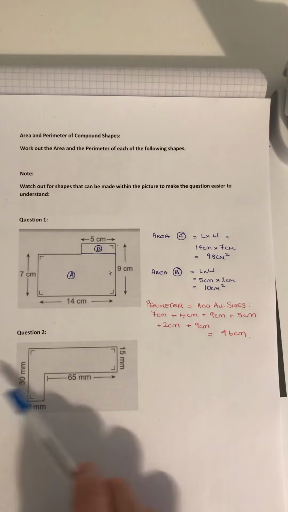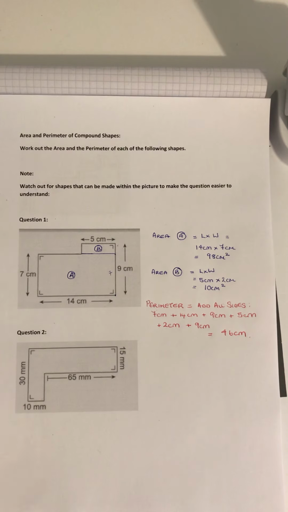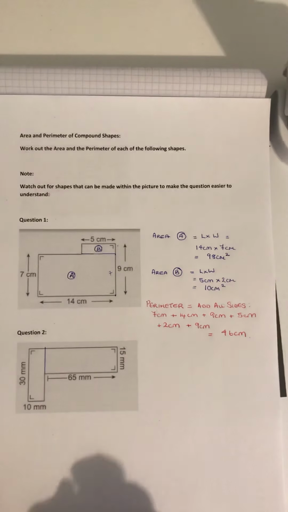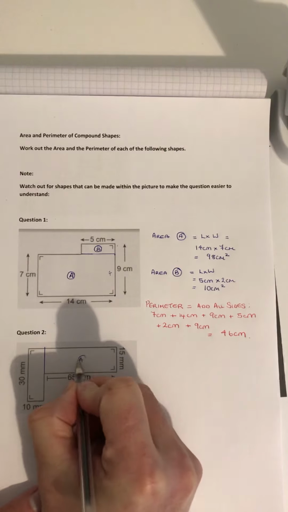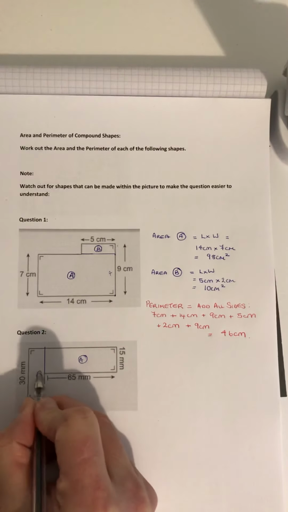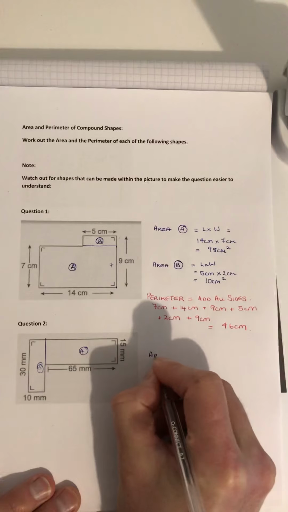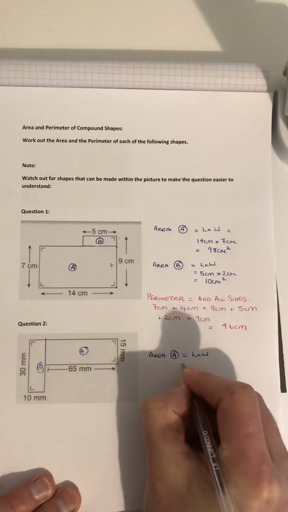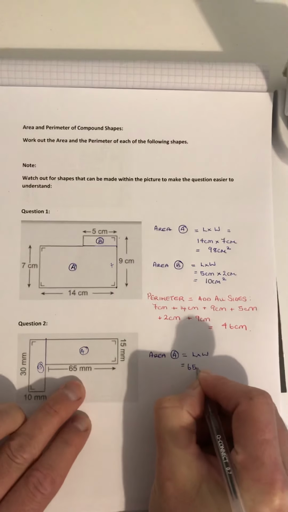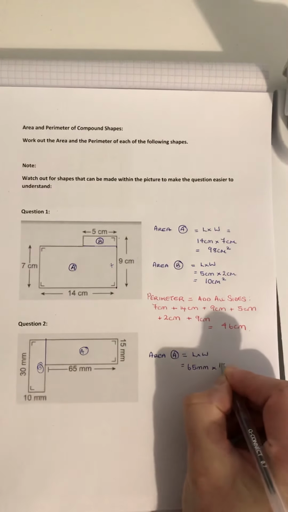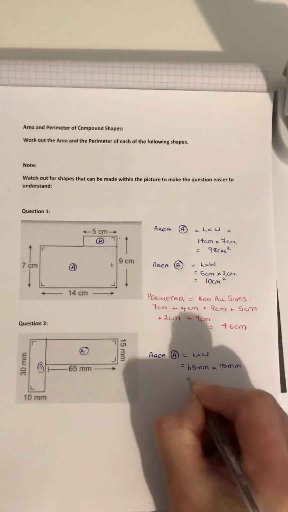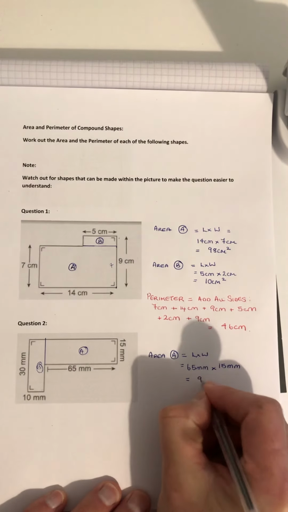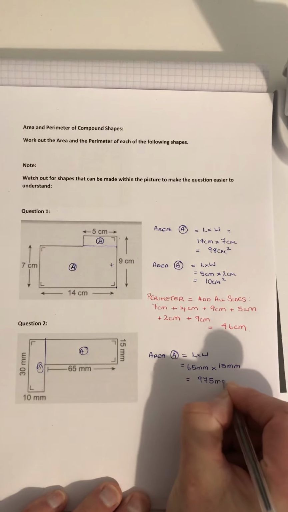Now you're going to do the same with each of these. You can do it either way. This one I'll split down this way here, but you could go across. Again, I'll go A and B. The first one is to find the area of rectangle A. Length by width again, which is 65 millimeters multiplied by 15 millimeters. Use your calculator: 65 times 15 is 975, and this time it's in millimeters squared.